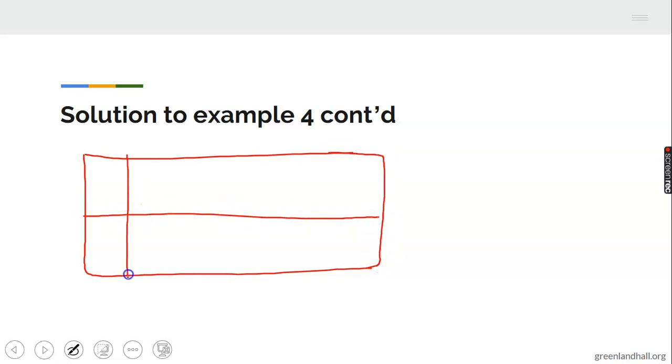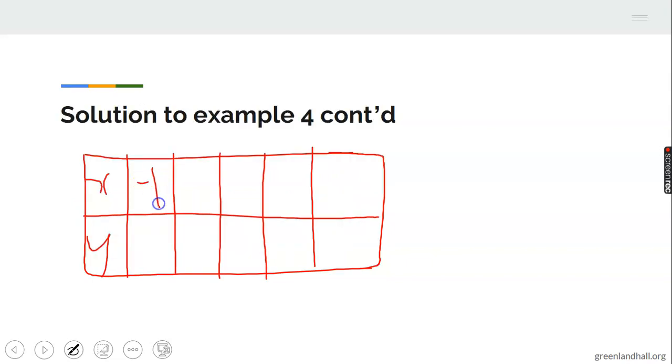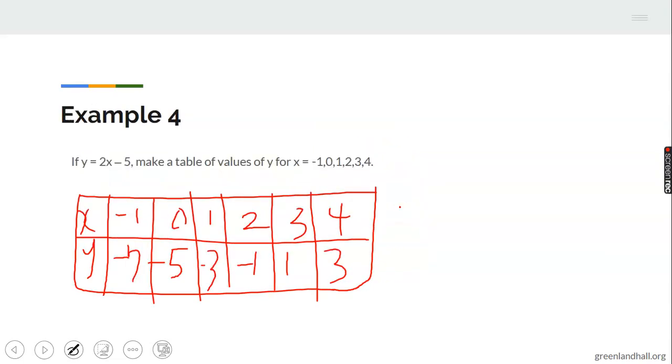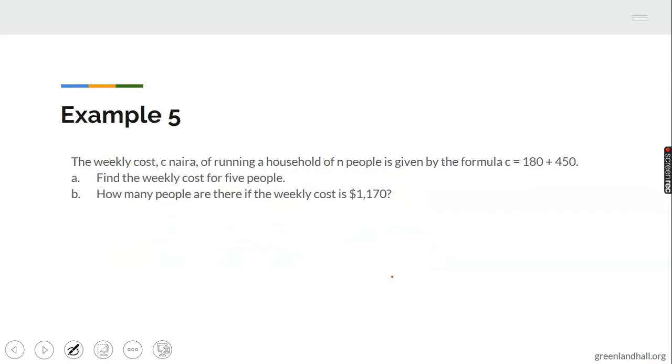Okay? So you can just repeat it here because of the space. I'm sorry. This is x. This is y. Minus 1, 0, 1, 2, 3, then 4. So we have minus 7, minus 5, minus 3, minus 1, 1, 3. Right, this is 3. Okay. Now let's look at another example.